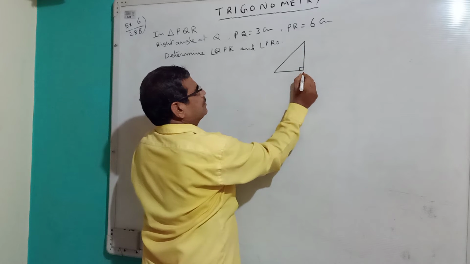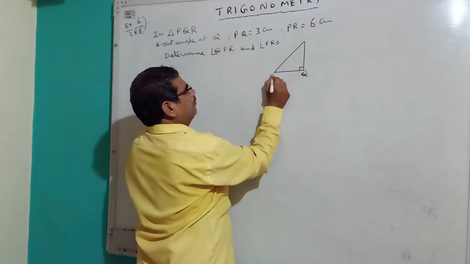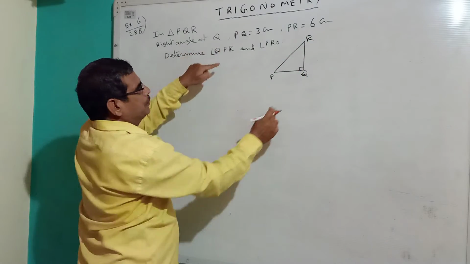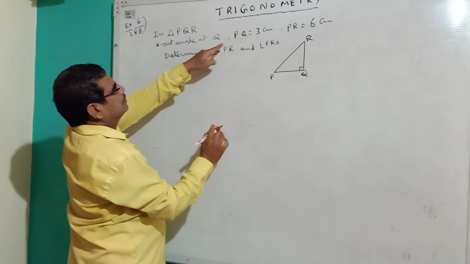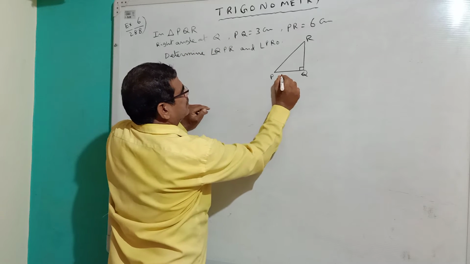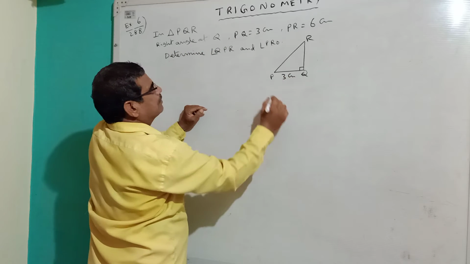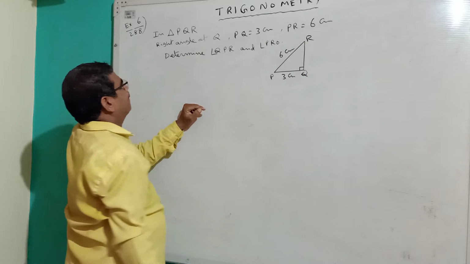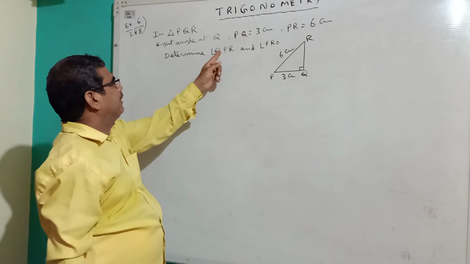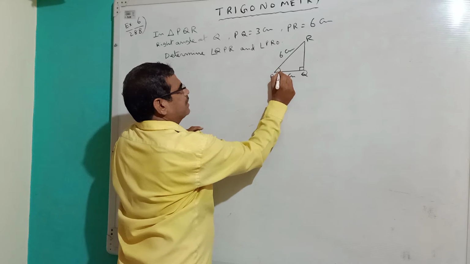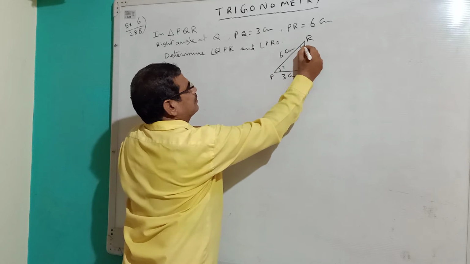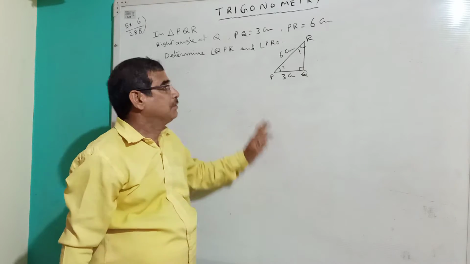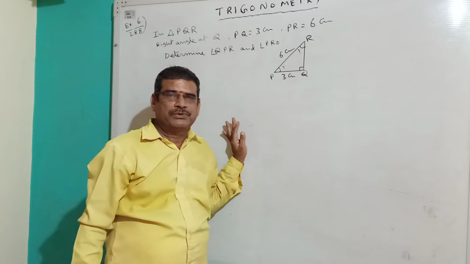Here 90 degrees, here this is Q, P, R. Given right angle at Q. So PQ is 3 centimeters, PR is 6 centimeters. Determine angle P. This angle is how much? This is the question. So see in which manner we can do.